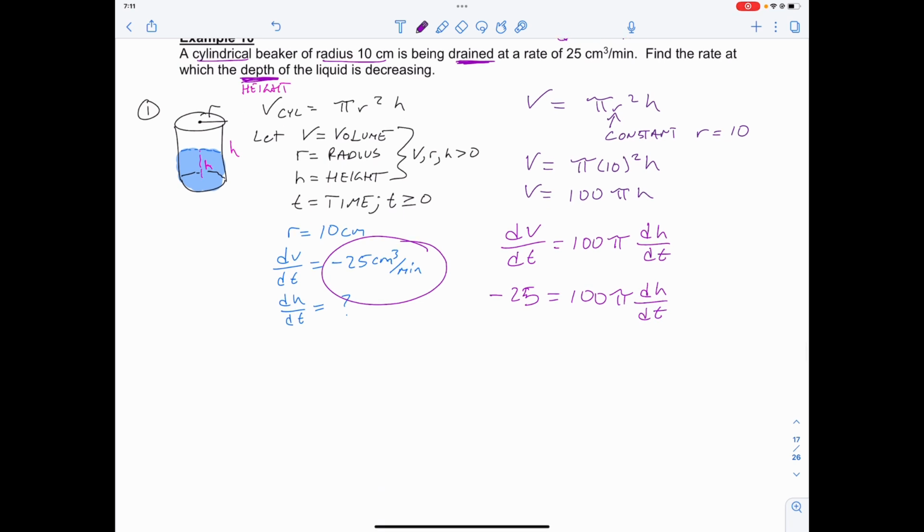I'm just going to divide both sides by 100 pi. And I'm going to get negative 1 over 4 pi. Because I'm doing this in terms of height, my units are going to be in centimeters per minute. And then I can just make my statement.